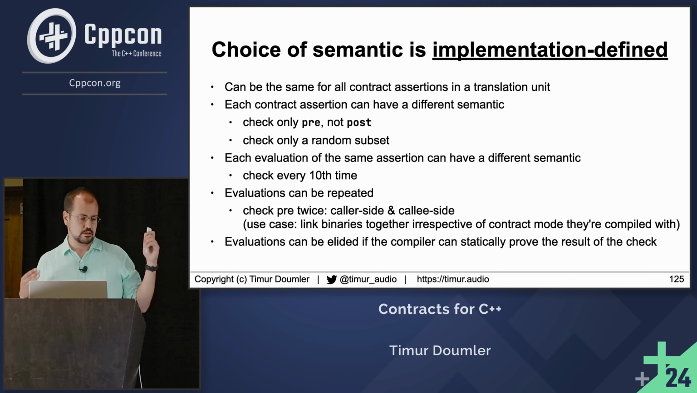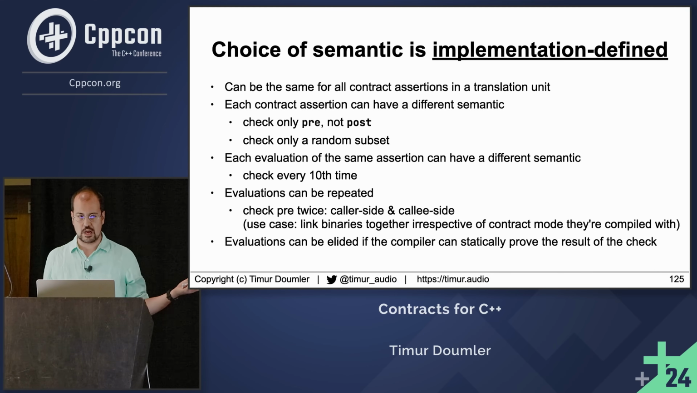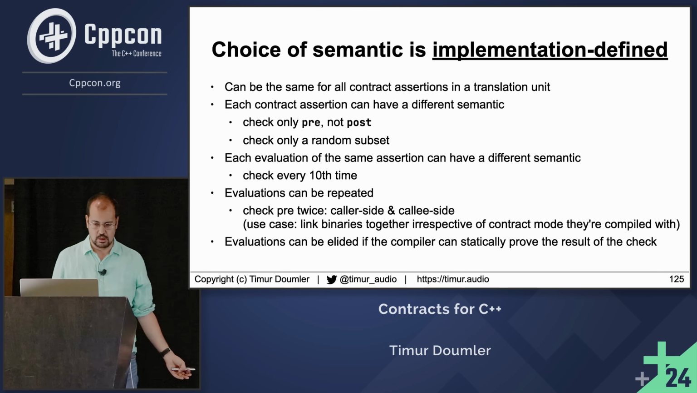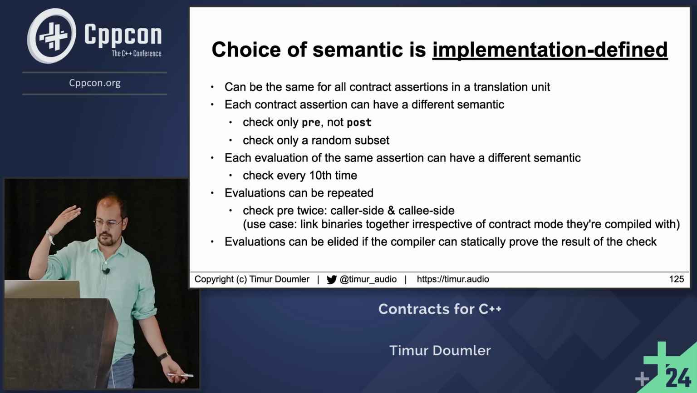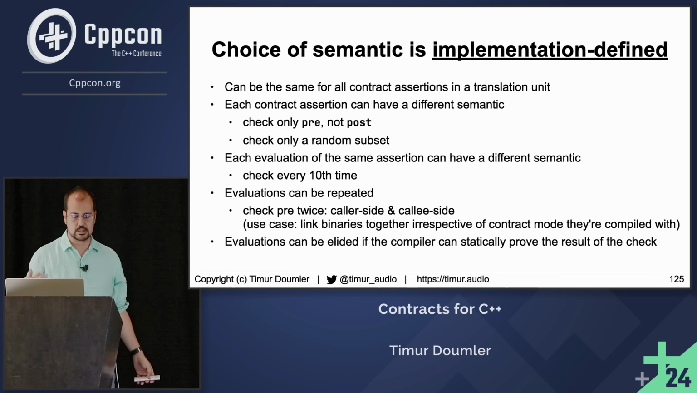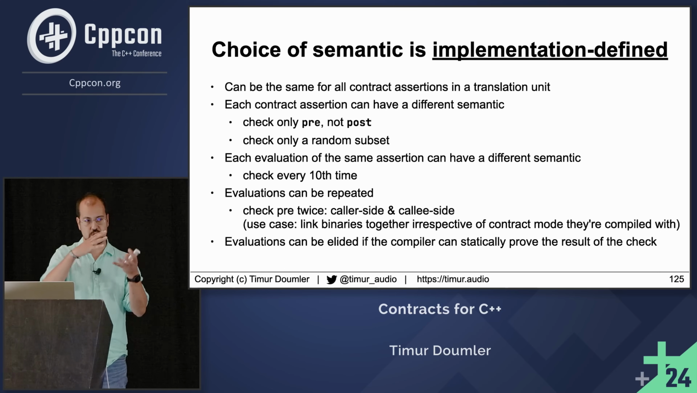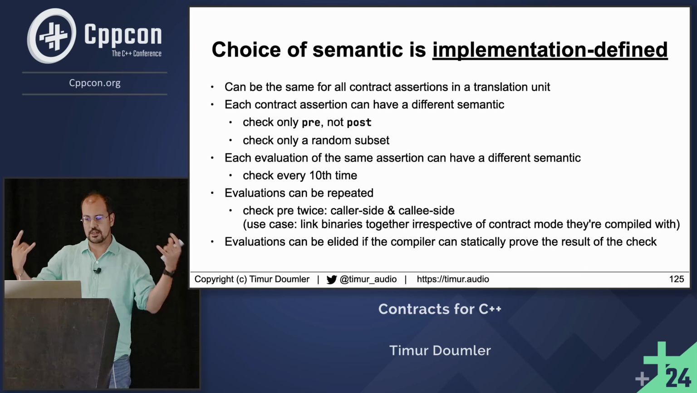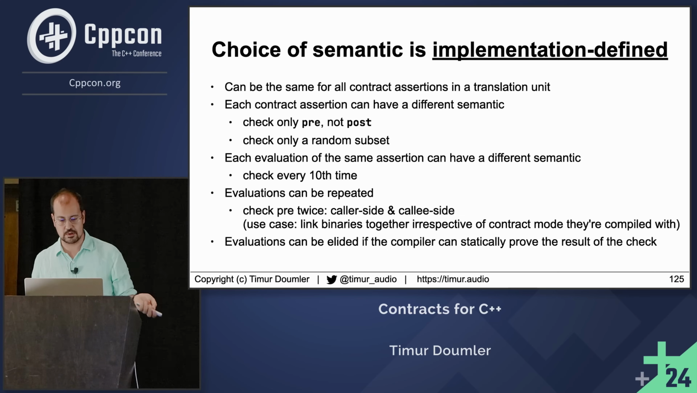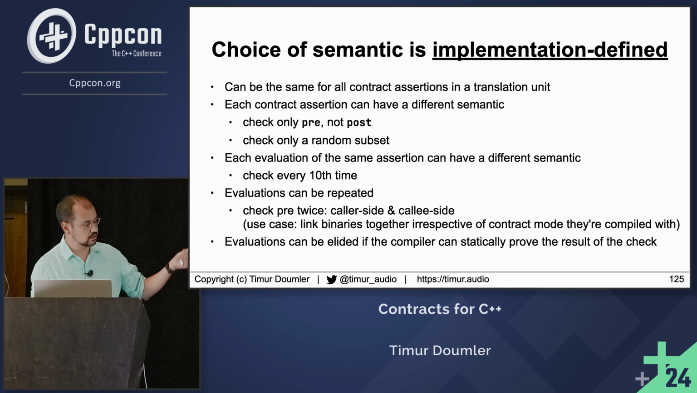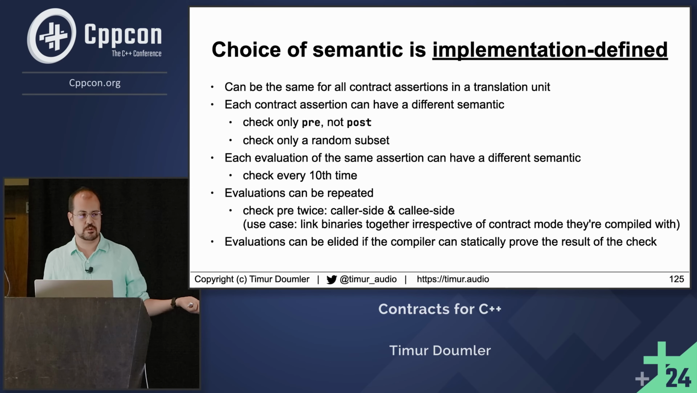We also allow evaluation to happen twice. For example, if you have one translation unit which is compiled with callee side checks enabled, and another translation unit which is compiled with caller side checks enabled, where you could presumably check on both sides, and you want to link them together, you might end up with checking the same assertion twice. That's valid. Or the compiler can also look at the assertion and say, well, I kind of know that this is going to be true.